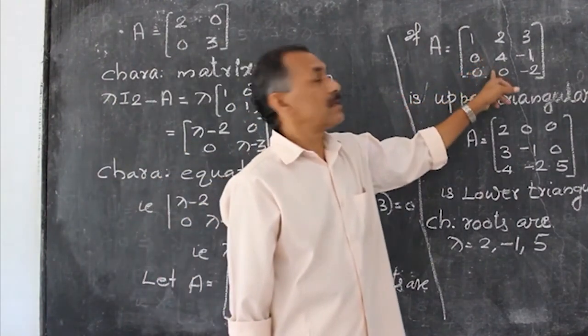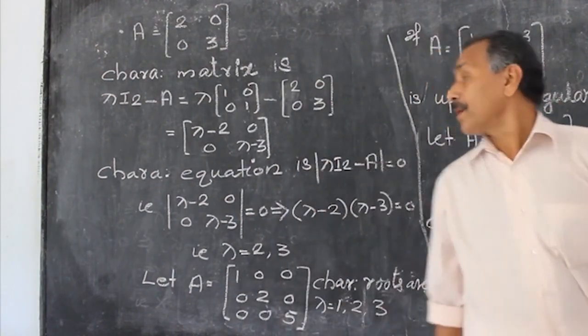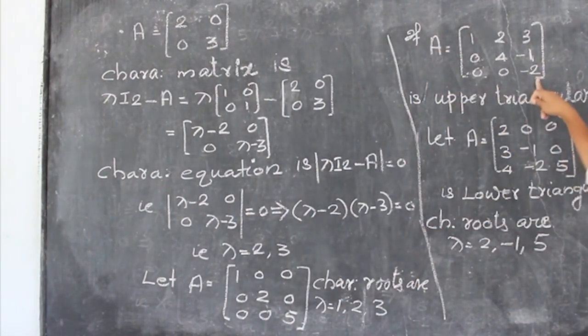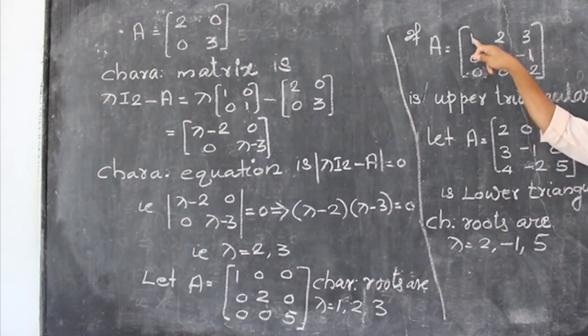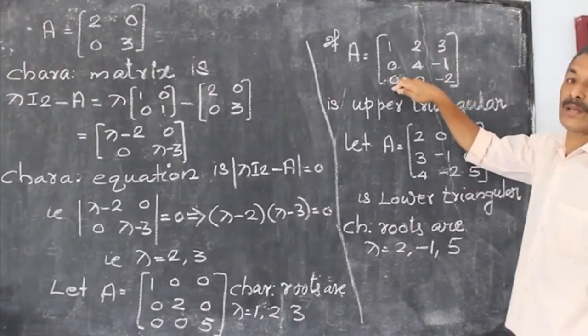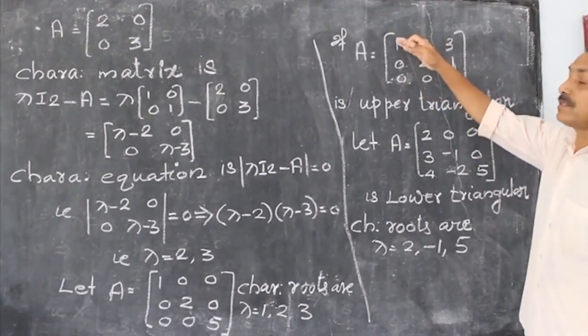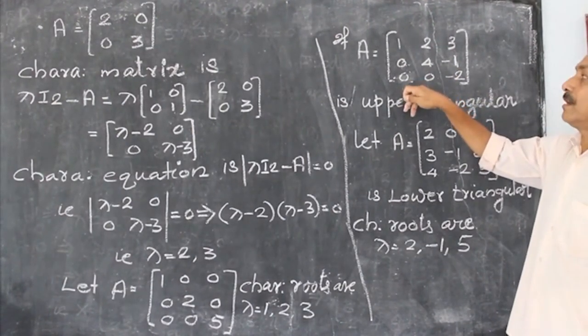Next, consider this one. If A is equal to the matrix 1, 2, 3, 0, 4, minus 1, and 0, 0, minus 2, what is the property of this matrix? Below the main diagonal, the elements are 0. All the elements below the diagonal are 0. If so, this matrix is known as a triangular matrix, and moreover an upper triangular matrix.